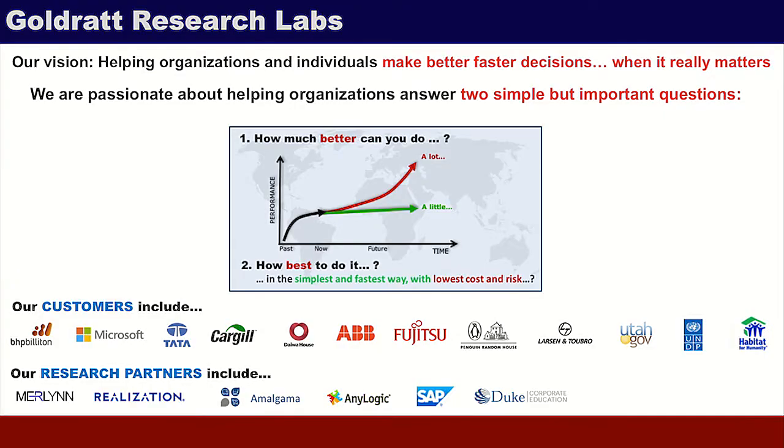And what's the best way of doing it? What's the fastest, simplest, lowest cost, and lowest risk way of doing much better, achieving a step change in performance? We're very privileged to work with some leading organizations around the world. Many of those we have joint research labs where we work with them to see how to achieve a next step change and improvement. We also work with a couple of research partners.